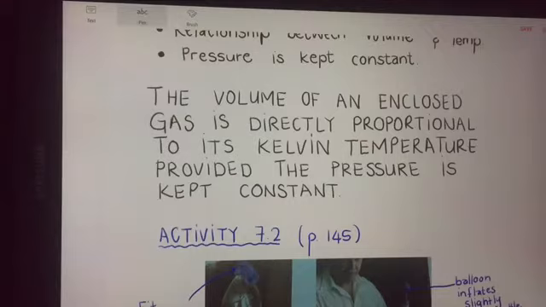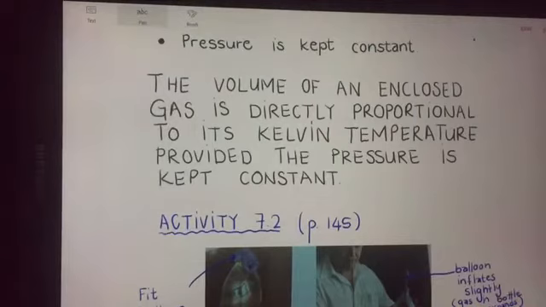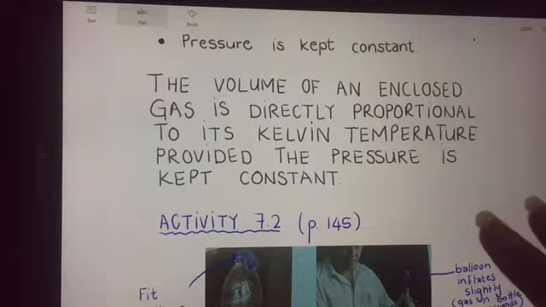So if you get a question to state Charles's law in words, this is what you would write down. The volume of an enclosed gas is directly proportional to its Kelvin temperature, provided the pressure is kept constant. So according to Charles's law, volume and temperature are directly proportional, but very important, it has to be the temperature in Kelvin, which we have spoken about already, but I'll remind you about that shortly.